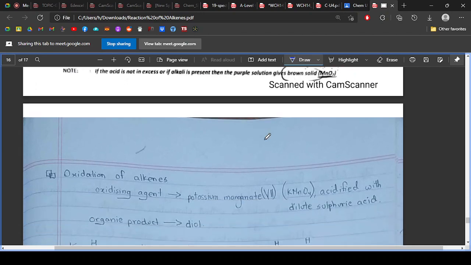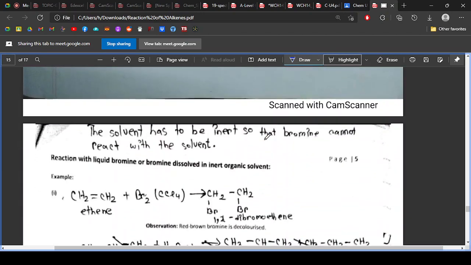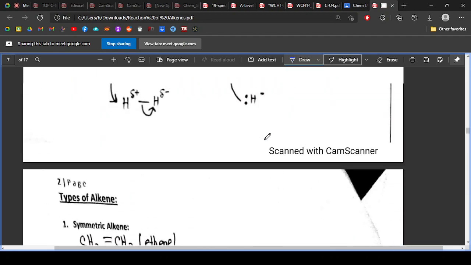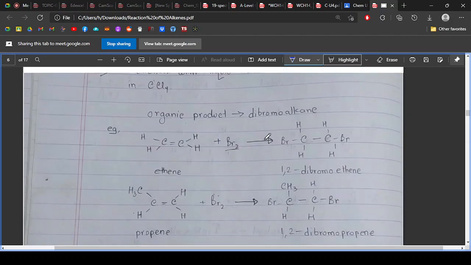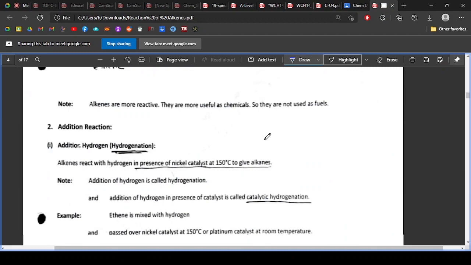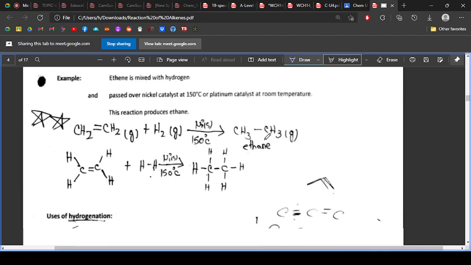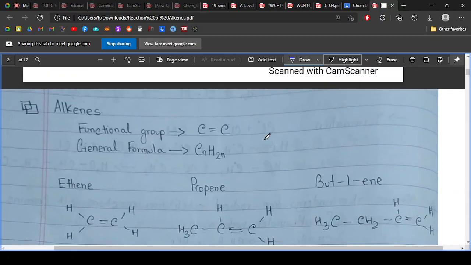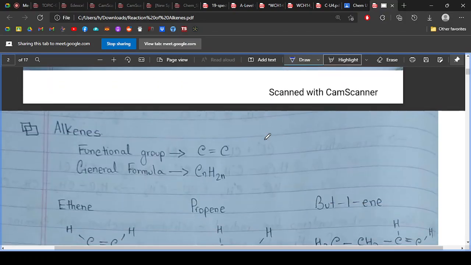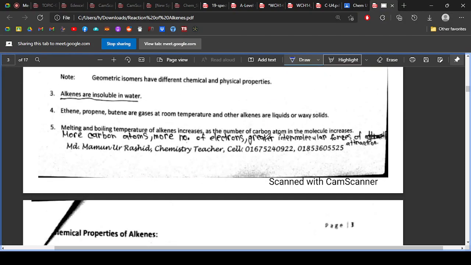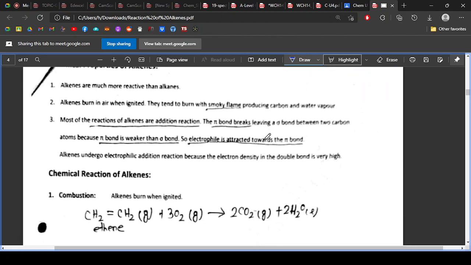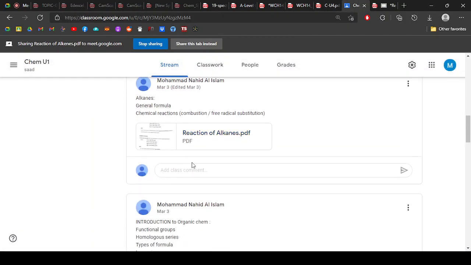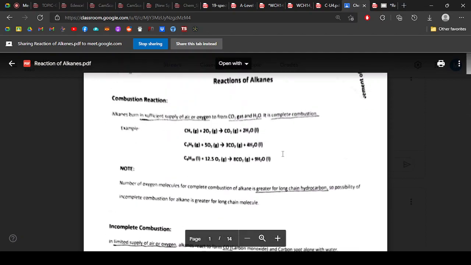Do I have that here? Why can't I find it here? Sorry about this. Just a moment. Alkanes.